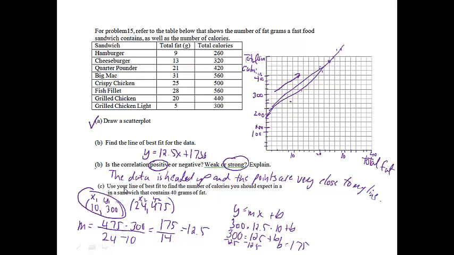Okay, and then C, use your line of best fit to find the number of calories you should expect in a sandwich that contains 40 grams of fat. So that's a lot of fat in a sandwich. However, I think if you went to Burger King, you'd be about like that. So we would do 12.5 times 40 plus 175. I'm just using my equation and plugging in 40. So 12.5 times 40 plus 175 gives me 675 calories, which would be about half of your daily calorie intake for the day for that burger or whatever I got.